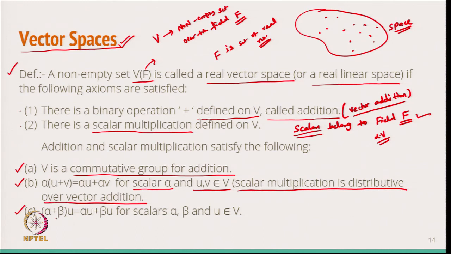Now, alpha plus beta, I am taking the addition of the scalars, times u should be equal to alpha u plus beta u, for scalars alpha, beta and a vector u taken from V. Here we are adding two vectors and then multiplying by the scalar. Here we are adding two scalars and then multiplying by u. This way we have the distribution of alpha plus beta over u.